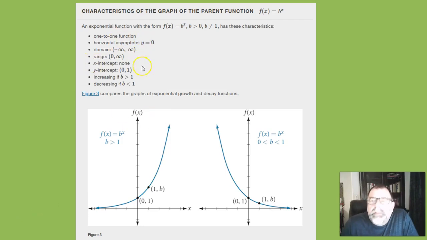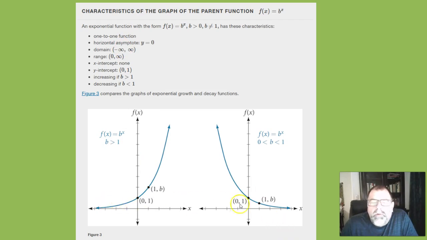Alright, so the book has a nice graphic that summarizes what we just went over. An exponential function of the form f of x equals b to the x, where b is greater than 0, but not 1. It's a one-to-one function. We didn't talk about that, but you can see it passes the horizontal line test, as well as the vertical line test to be a function.